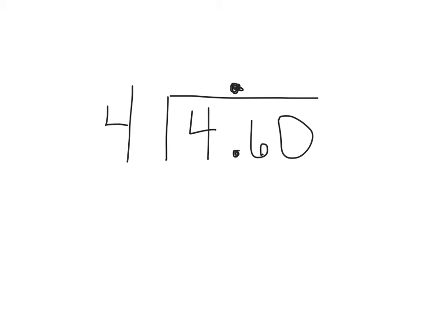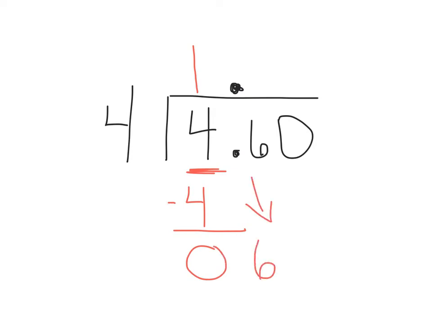The next step in all of this is divide like normal. Then we just treat it like 460 divided by 4. So we think, okay, how many groups of 4 can I make with 4? I can make one group of 4. 4 times 1 is 4. Then I go ahead and subtract and bring down. Divide, multiply, subtract, bring down.